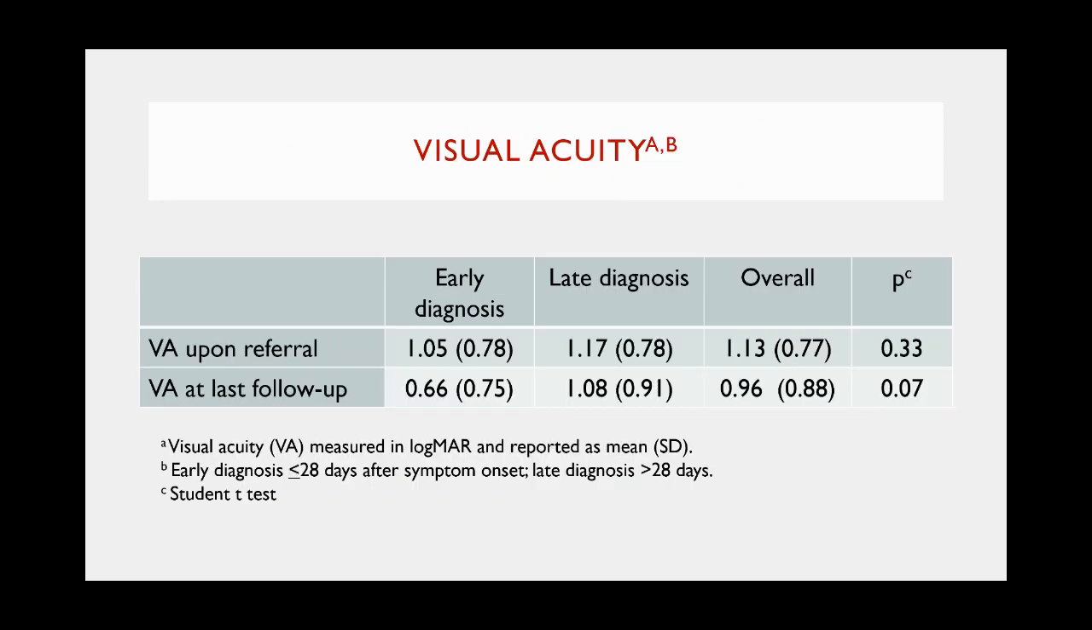When comparing initial visual acuity at the time of referral between early versus late diagnosis, we found no statistically significant differences between these two groups, with early diagnosis being defined as less than or equal to 28 days elapsed between symptom onset and date of culture, and late diagnosis being defined as greater than 28 days between symptom onset and date of culture. However, when we compared visual acuity at final follow-up, there was a trend towards statistical significance between early and late diagnosis, indicating that patients diagnosed late tended to have worse visual acuity at the date of last follow-up.